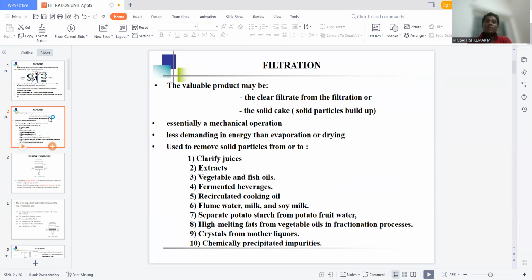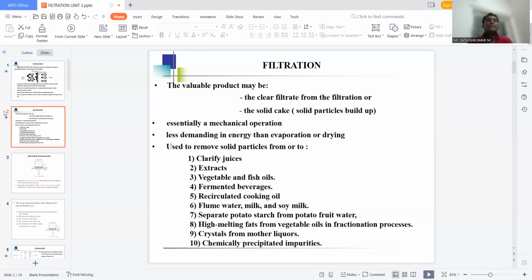Based on these two, we use the end product in some industries. For example, in the filtering of milk, the clear solution is taken as the end product. In the case of sugar processing, the solid particles are considered the end product. Based on the different kinds of food materials, the end product will differ after the filtration process. But there are only two end points: clear filtrate, and solid particles or filter cakes.